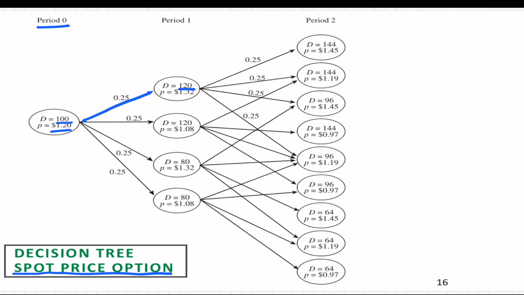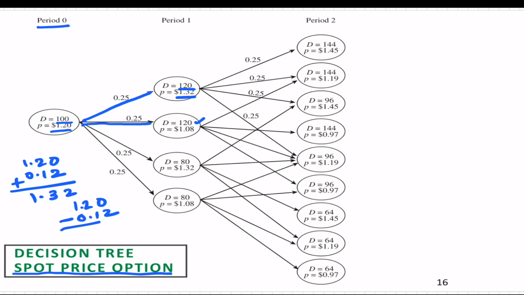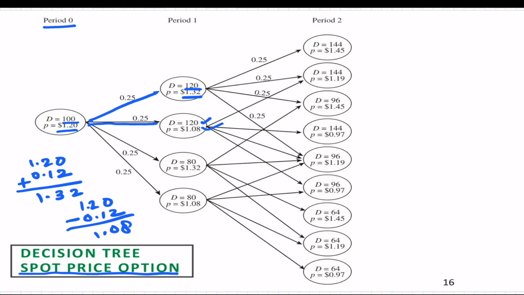Similarly, price can go up by 10%. So 10% of 1.20 is 0.12, and when you add the two you get 1.32. So that's what we see here, $1.32. Now the second branch is where demand is up by 20%, so that's 120, but then price can reduce by 10%. So 1.20 minus 0.12 gives us 1.08. So that's what we see here.